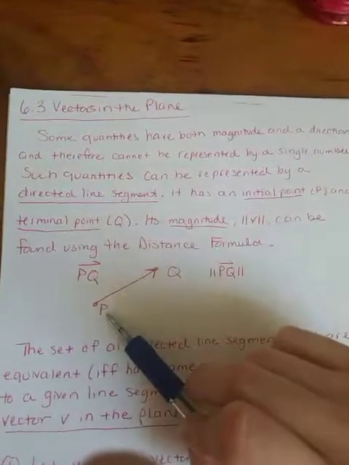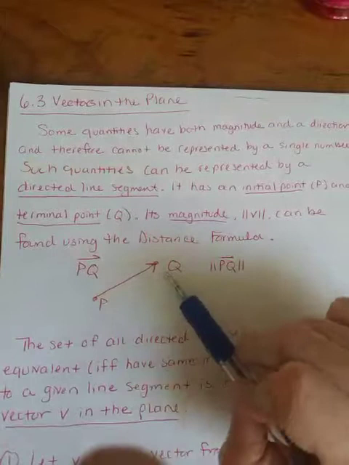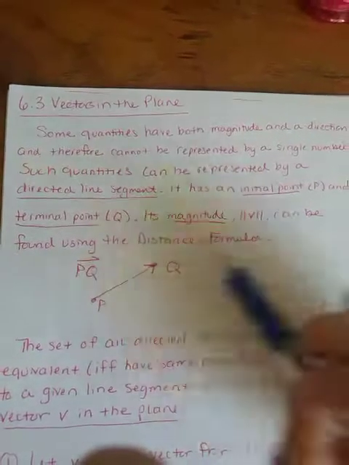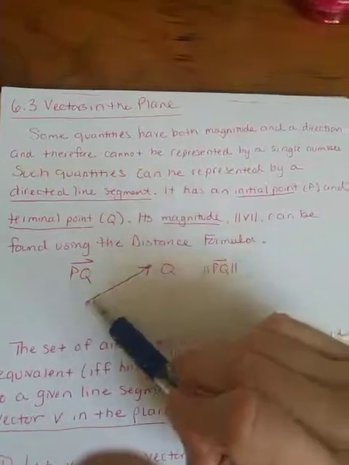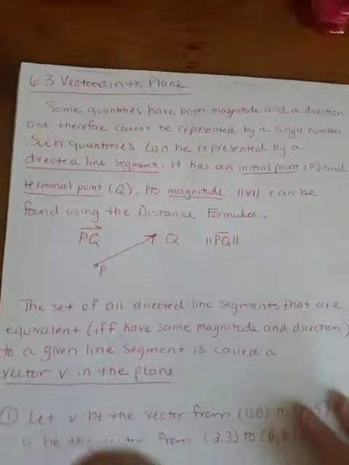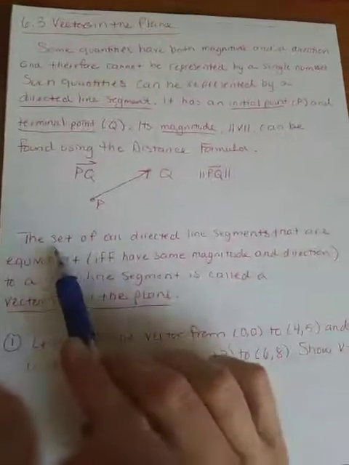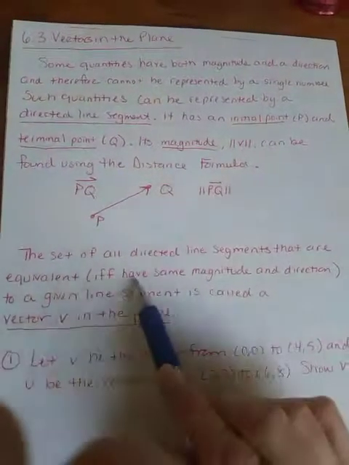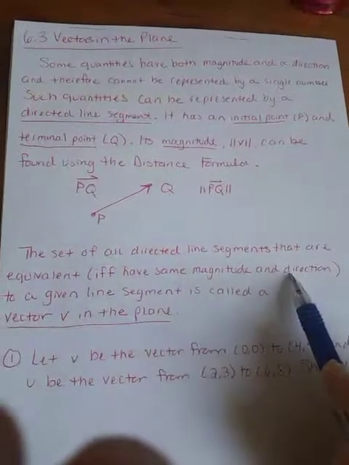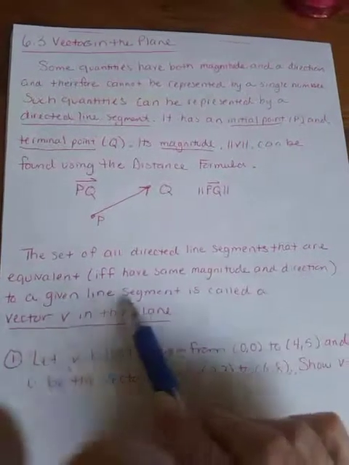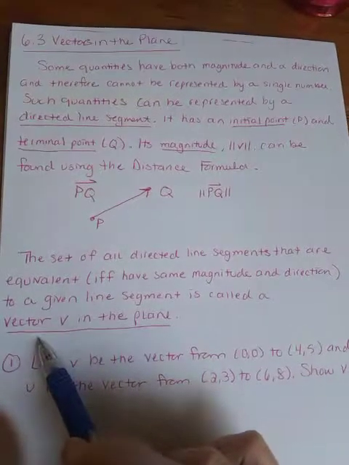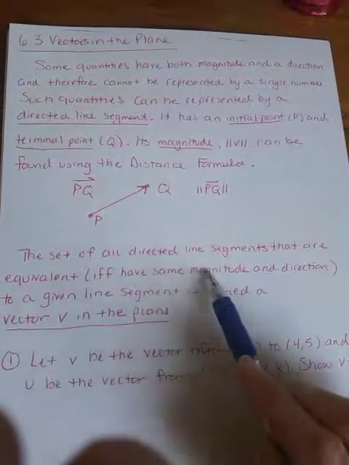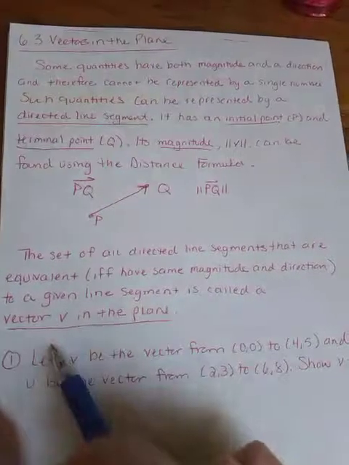So here's a visual. This is your directed line segment from point P to Q. This is how I would denote the magnitude of PQ. Again, note that notation there and how it's drawn with the arrow, showing the direction that it's going in from P to Q. So here we go with vectors: the set of all directed line segments that are equivalent, meaning that they have the same magnitude and direction to a given line segment, is called a vector V in the plane. Okay, so for these directed line segments to be equivalent, they have to have the same magnitude and direction, and we call these vectors.